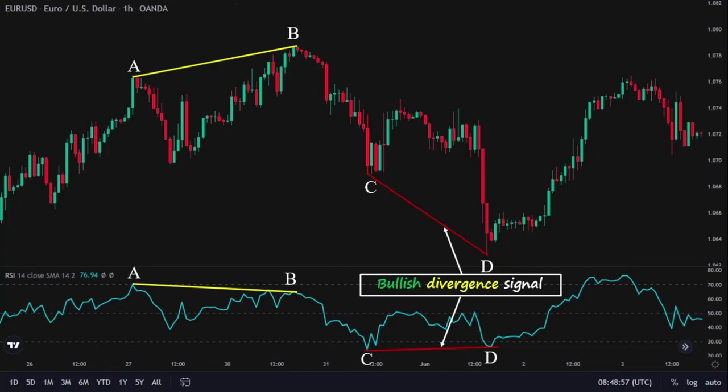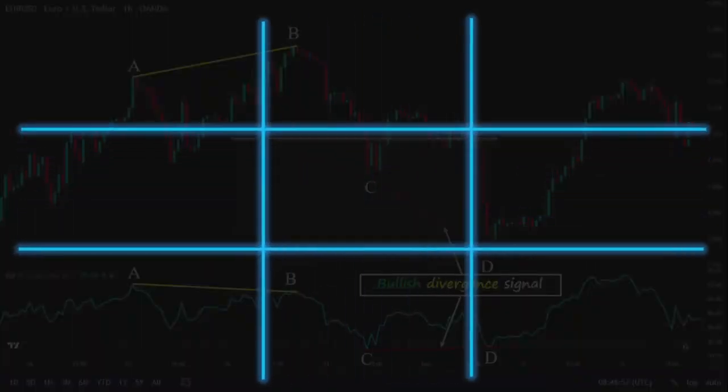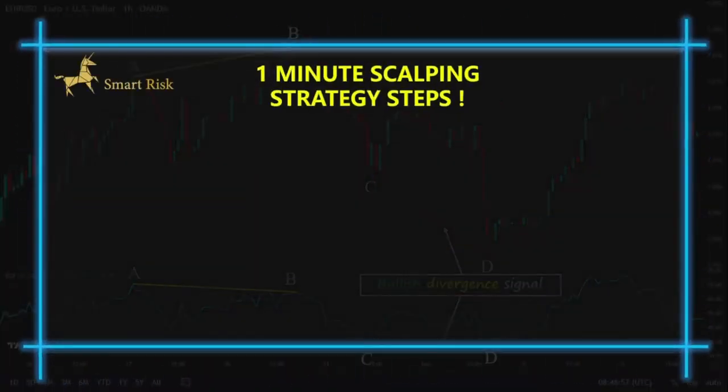Now guys, you know all of the topics that we will need in the application of our scalping strategy, so let's dive into our scalping strategy. This strategy has 4 major steps that you must follow.